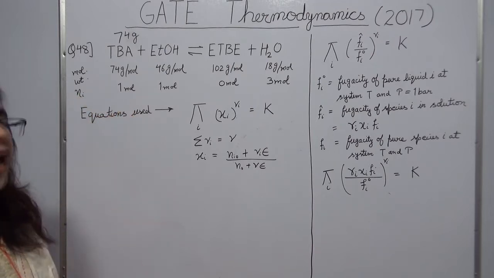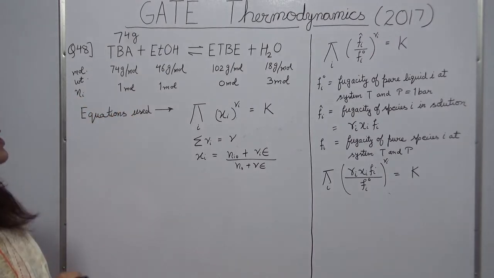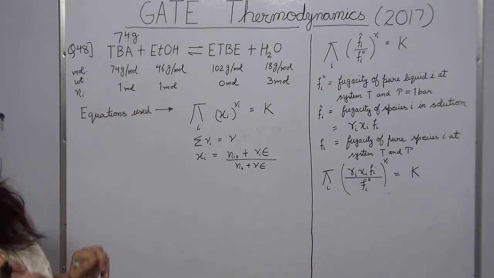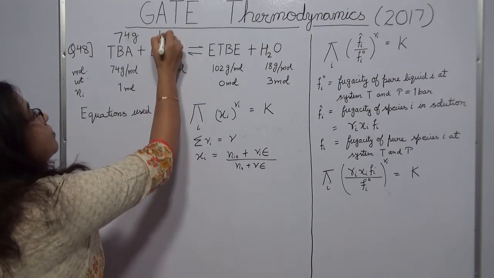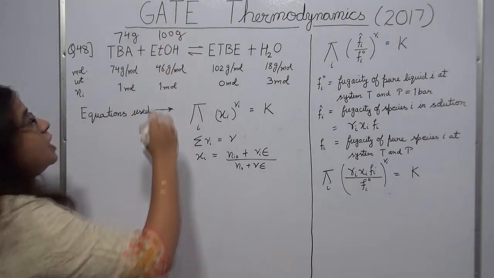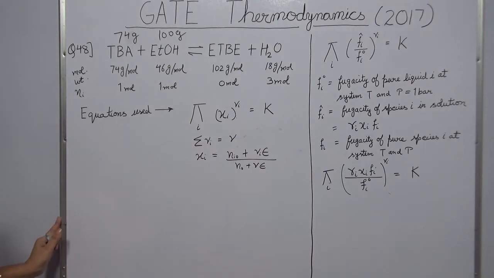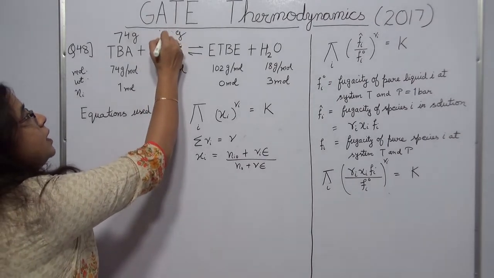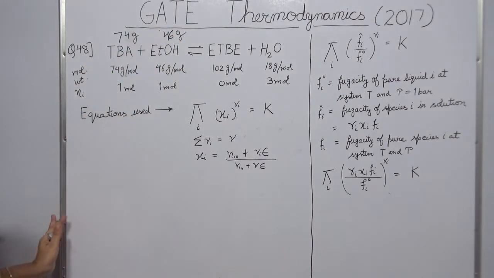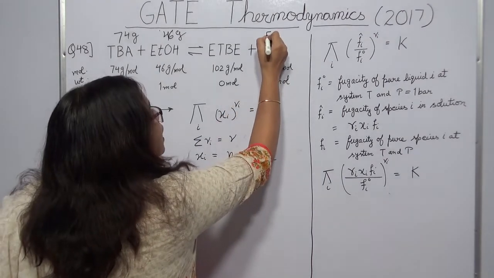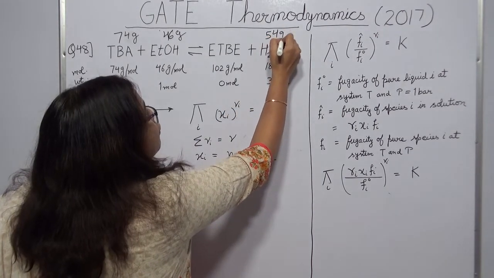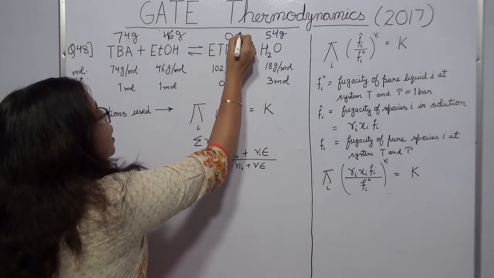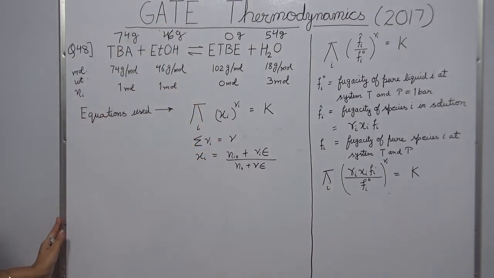Then they said that you are using an aqueous solution of ethanol, in which ethanol is 46 weight percent, and how much are you using? 100 grams. So 100 grams of aqueous ethanol is used, which has 46 weight percent. So to start with, you have 46 grams of ethanol, and the remaining is water. How much is water? You have 100 minus 46, that is 54 grams of water, and there is no product formed initially, so you have initially 0 grams of your product ETBE.